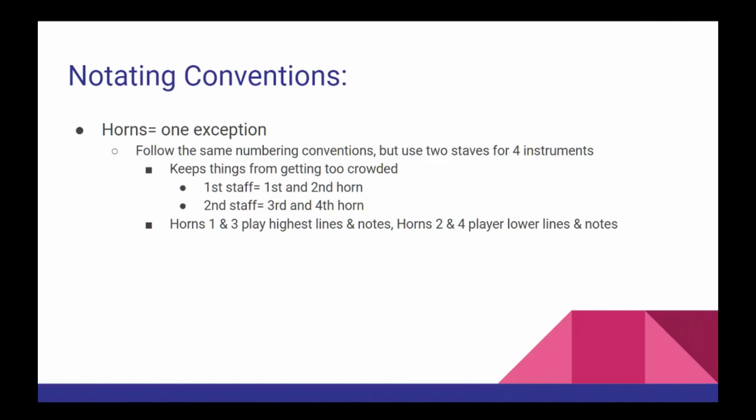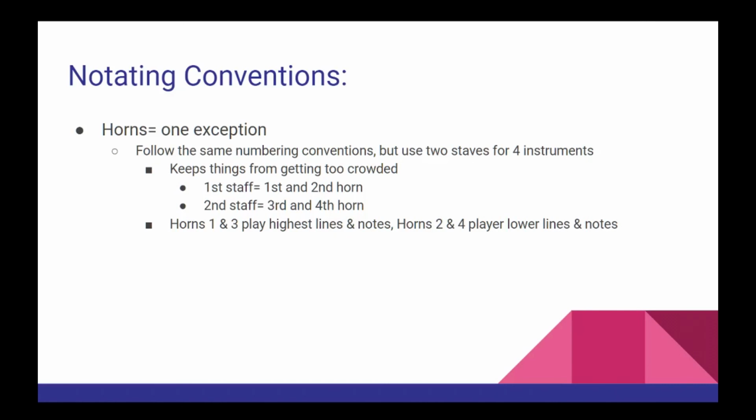While they still follow the same numbering conventions, the horn section typically has 2 staves, rather than the one shared staff. The first staff is for the first and second horns, while the second staff is for the third and fourth horns. These are used to keep the staves from getting too difficult to read, with 4 lines crammed into one staff.